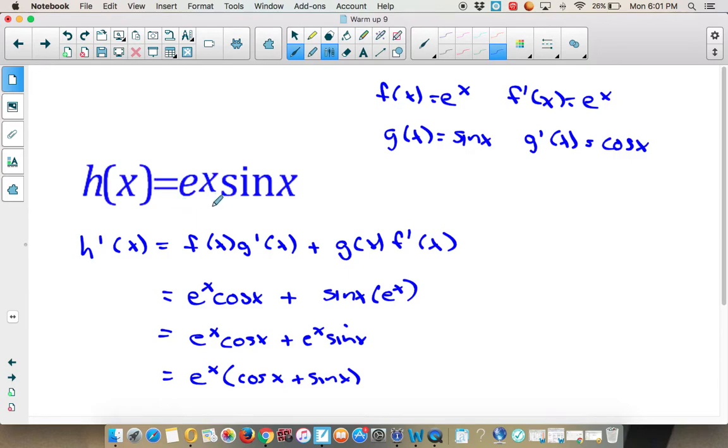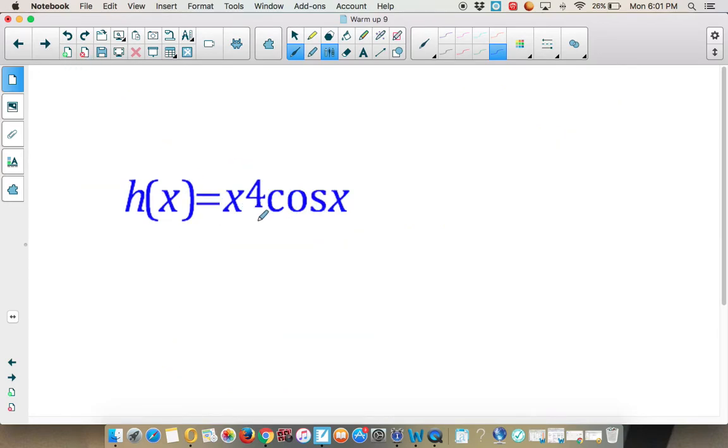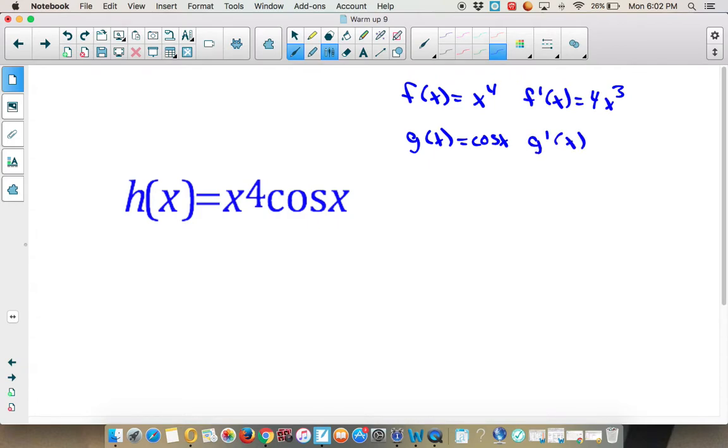Okay, that one's a little hard to see because the derivative of e to the x is e to the x, so we're going to do another example. In this case, we're going to say f of x is x to the fourth. So f prime of x is 4x cubed. And g of x is going to be cosine x, so g prime of x is negative sine x.